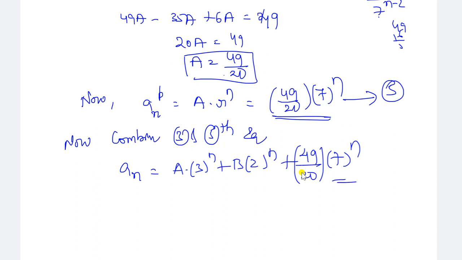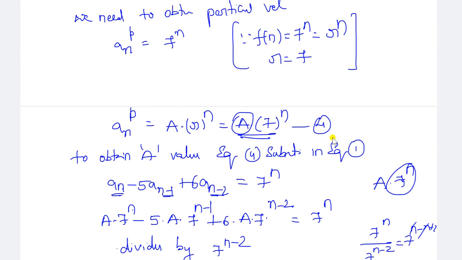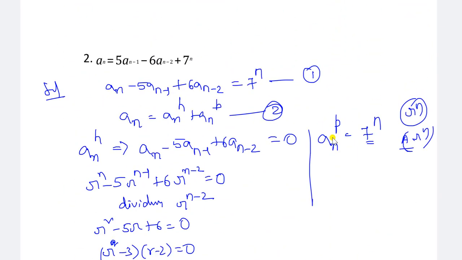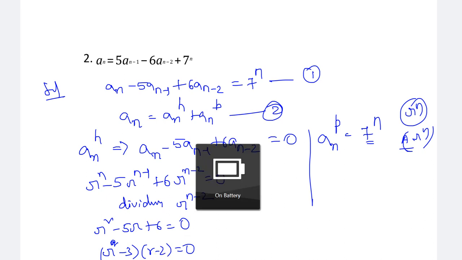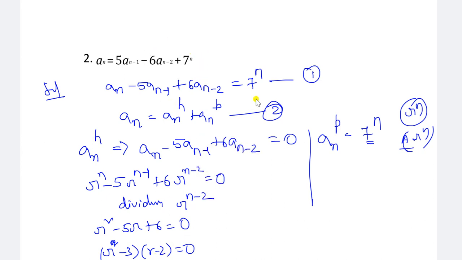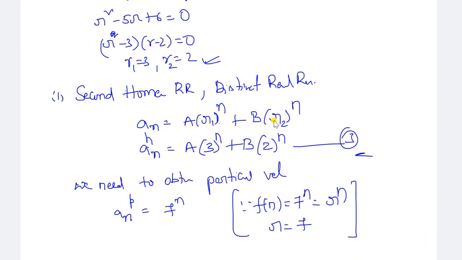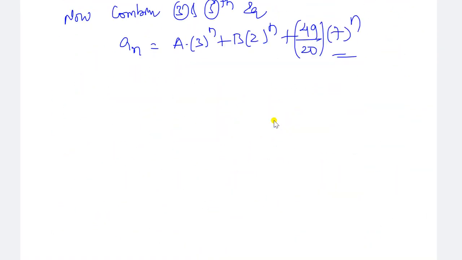This is our required solution for the non-homogeneous recurrence relation if they have given f of n value r to the power of n. So in the given relation, have they given any initial condition? No, there is no initial condition here, so we should stop here. If there are any initial conditions, then with the help of those initial conditions you need to obtain the a value and b value. So actually you need to stop here because there are no initial conditions in the question.